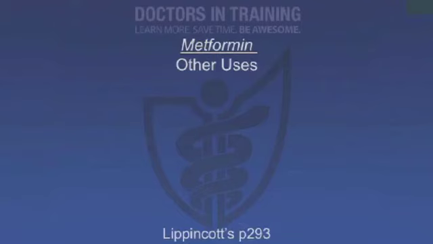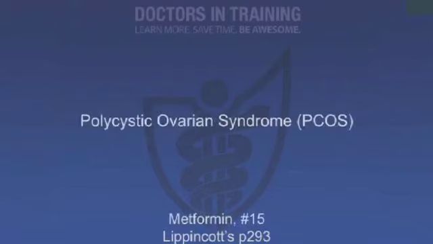Let's talk briefly about some other uses for metformin. It's sometimes used for the treatment of polycystic ovarian syndrome, or PCOS. This is another disorder that's associated with insulin resistance. Women with PCOS often are infertile, and if you treat with metformin, you can have a 4-fold increase in fertility. There's another biguanide just to have heard of called proguanil, which is used for prophylaxis for malaria. It's not used for diabetes, but it is another biguanide just to mention.